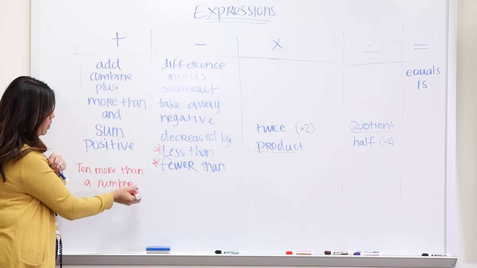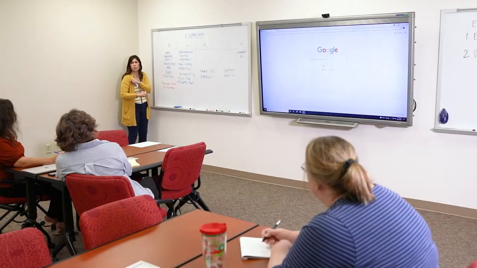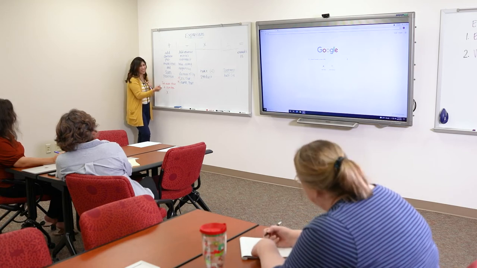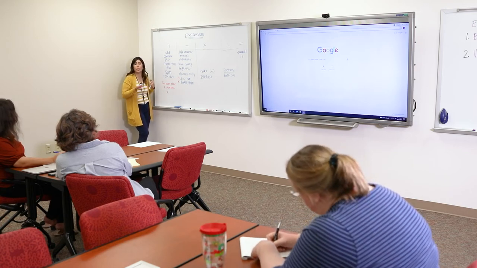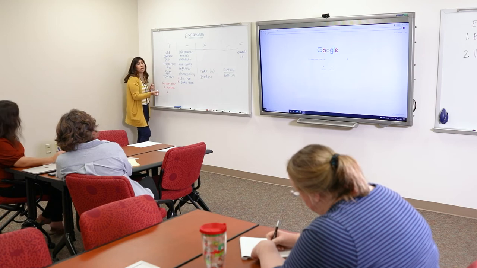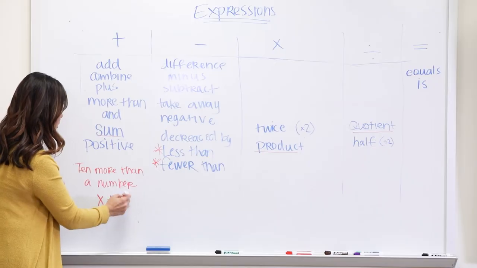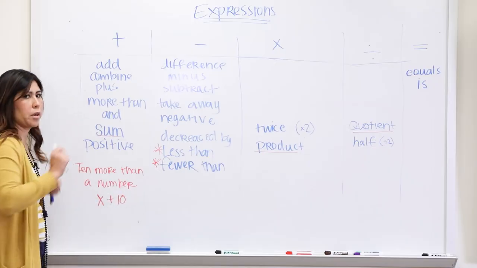10 more than a number. What does that look like if we're putting it in math sentences? X plus 10. You're saying you have a number, and I don't know what that number is. X. You could use a box, a heart, a star. All it means is it represents something. And then we have 10 more than that. So 10 more than some number.